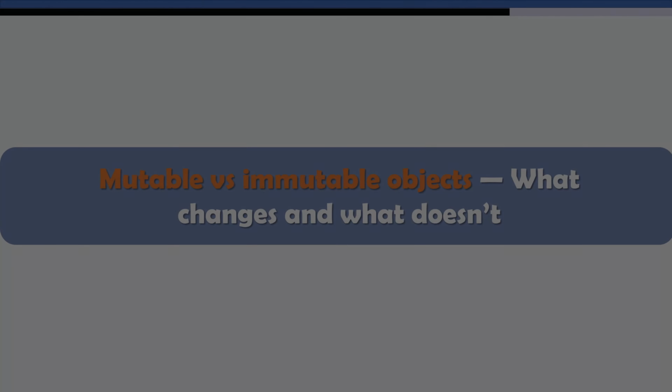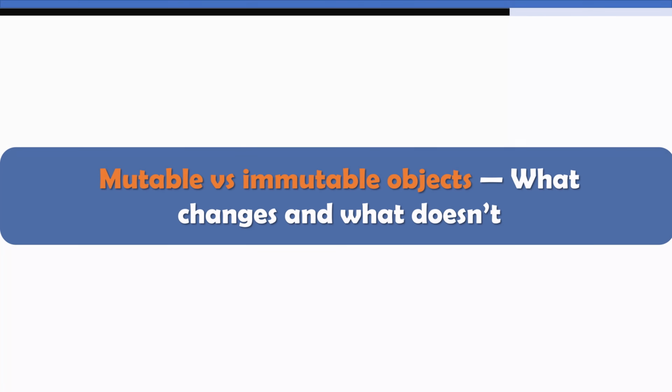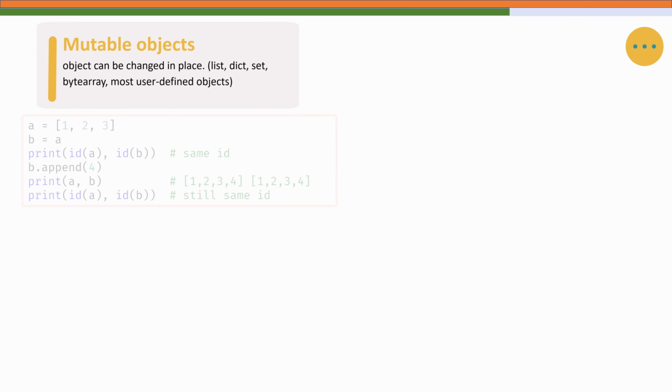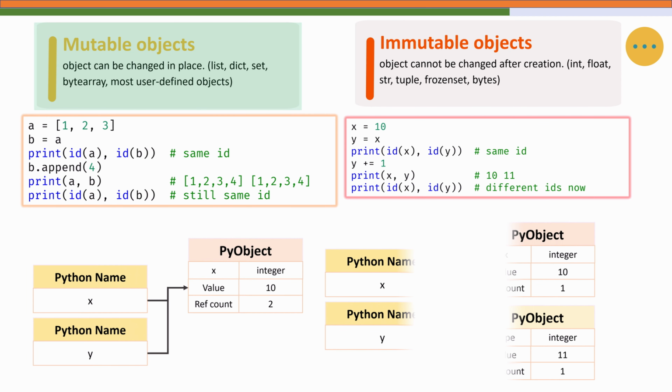One of the most important concepts in Python is mutability, whether an object's value can be changed after it's created or not. In Python, we categorize objects into two groups, immutable and mutable. Immutable objects cannot be changed after creation. Typical examples are numbers like integer, float, strings, and tuple.